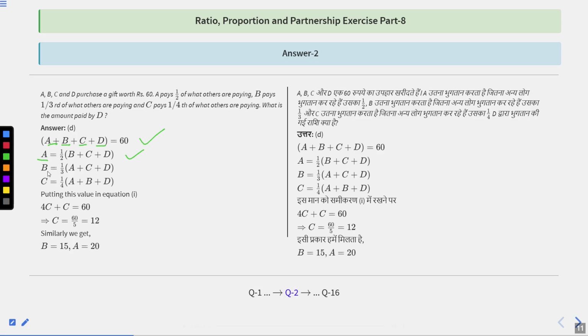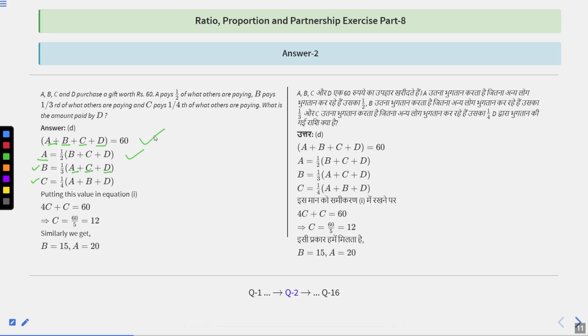In the same way, B pays one third of the others. So the others are paying A, C and D. So one third of A plus C plus D equals B. In the same way, C pays 1/4 of the others. So 1/4 of A plus B plus D equals C. Clear?